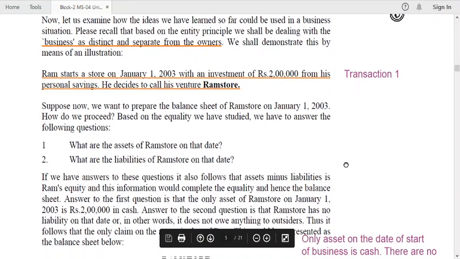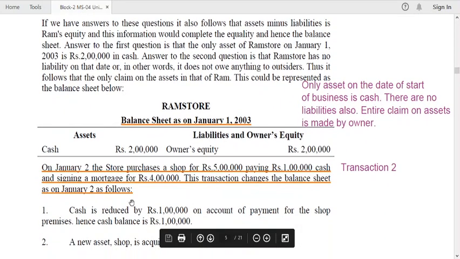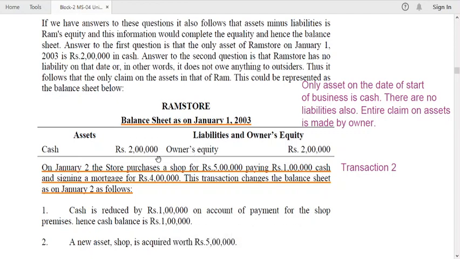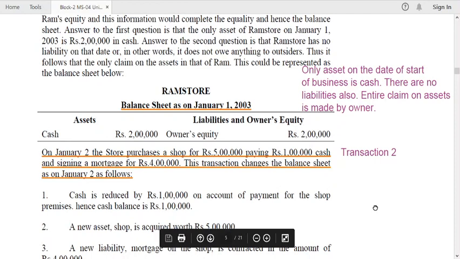So at the end of the first day, his financial position or balance sheet would look like this. There is cash, which is an asset, of rupees 2 lakhs, and owner's equity, or the claim against the cash, entire asset is by the owner, which is 2 lakh rupees. At this point of time, the only asset on the date of start of the business is the cash. There are no other liabilities. The entire claim on the assets is made by the owner himself.